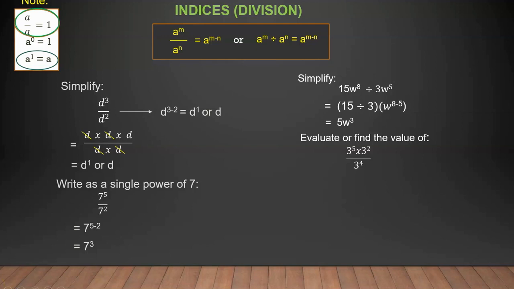You will also see instructions such as evaluate or find the value of. This question says 3 to the 5th times 3 squared divided by 3 to the 4th. You have a combination of more than one rule. In the numerator, you have a multiplication, so you copy the common base 3 and add the powers, 5 plus 2, and then divide by the denominator, 3 to the 4th. So 5 plus 2 is 7, and you have 3 to the 7th divided by 3 to the 4th. Division means subtracting the powers, so 7 minus 4 is 3. So you have 3 cubed. Because you are asked to find the value, 3 cubed means 3 times 3 times 3, which is 27.